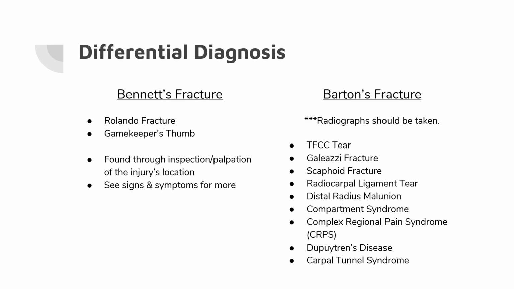Differential diagnosis for Bennett's fractures includes Rolando fracture, gamekeeper's thumb, and they are particularly found through inspection and palpation. In a Barton's fracture, radiographs are recommended to be taken, and differentially diagnosing this includes triangular fibrocartilage complex tear, Galeazzi fracture, scaphoid fracture, radiocarpal ligament tear, distal radius malunion, compartment syndrome, complex regional pain syndrome, Dupuytren's disease, and carpal tunnel syndrome.